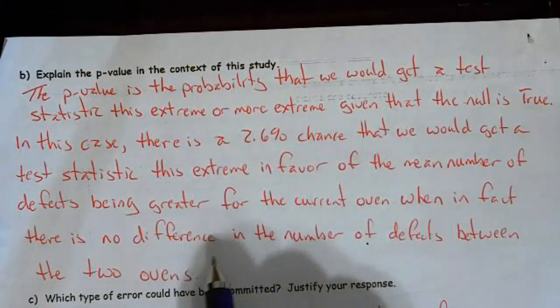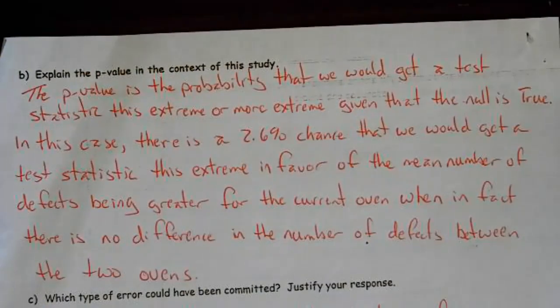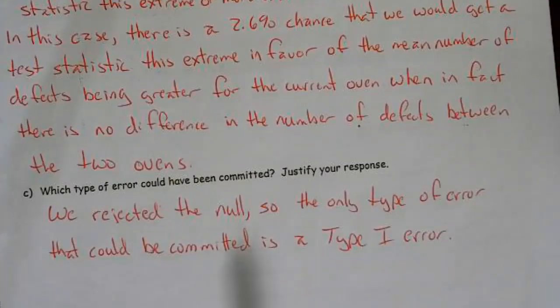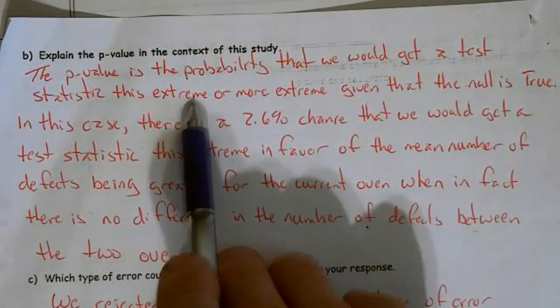All right. So basically, given that there's no difference in the two ovens, there's a 2.6% chance that we get something saying that the new oven had fewer defects, right? Very important that you always start off with the definition that shows the reader you know something, and then you put it in context.